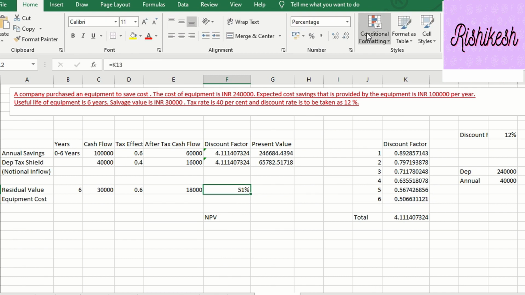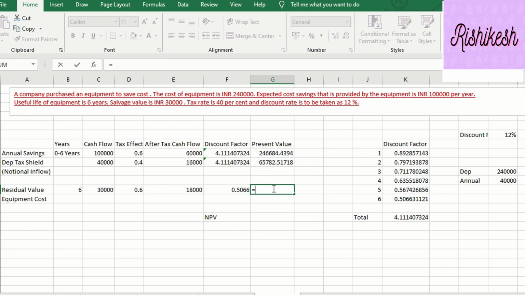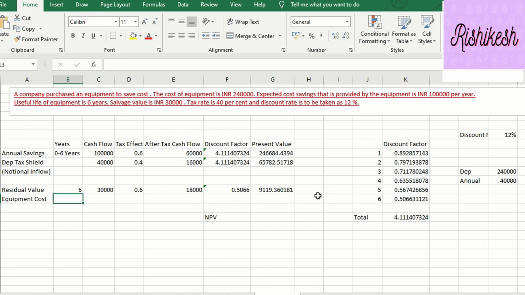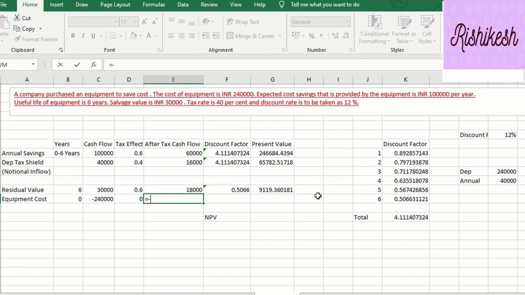So you'll take a discounting factor of this, and again you'll convert it to a number, and let us take it up to 4 digits, and you can find out the present value by just multiplying the cash flow with the discount factor, and that will come out to be 9,119. Now the last column is the equipment cost. Equipment cost happened in the initial part as well, and this is going to be minus 2,40,000. And you don't pay any tax on that, right? So your after tax cash flow will be minus 2,40,000.